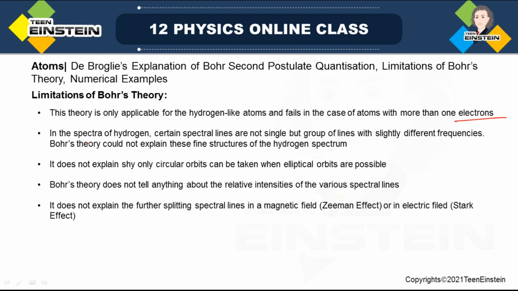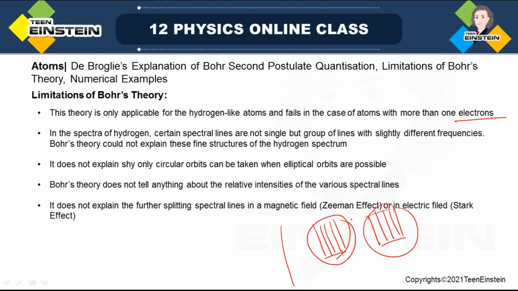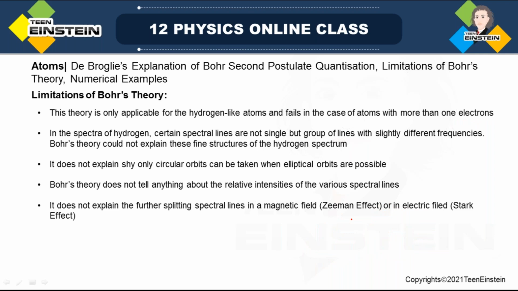Now in the hydrogen spectra, there are not only single lines. Some lines are in a group, and these are called spectral series. Why do we get this spectral series? We don't know exactly from Bohr's theory. But it can give you the frequencies and formulas for various frequencies in the spectral series. But we don't know why this arises.